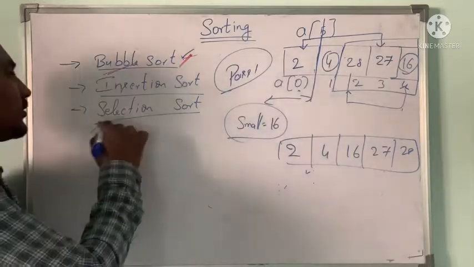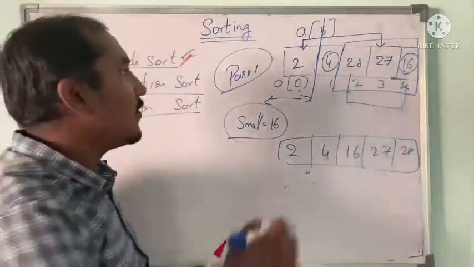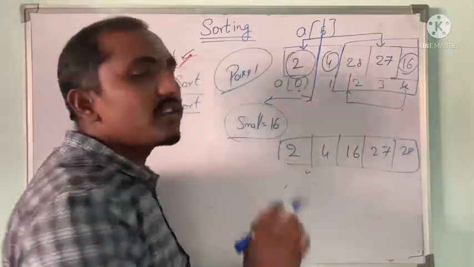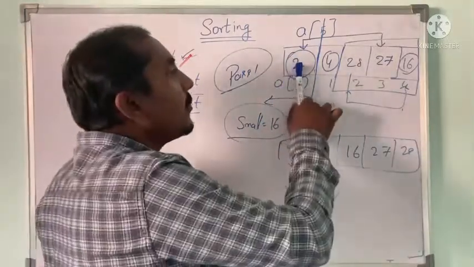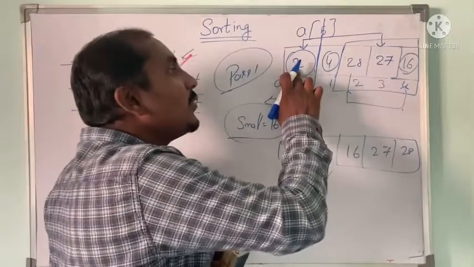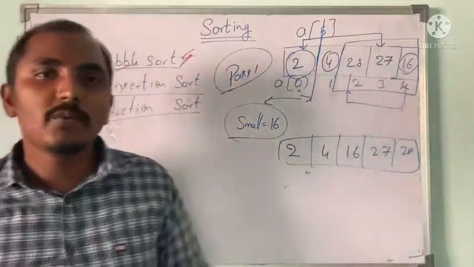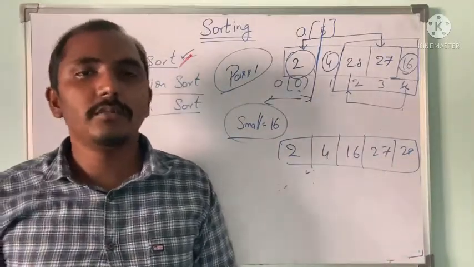So that is about selection sort. In selection sort, the method is simple. First we are going to consider the first element as the smallest element, and this element will be compared with all the other elements. If there is any other element less than this element, we are going to swap the elements. Okay. So based on this, I am going to give you some questions.